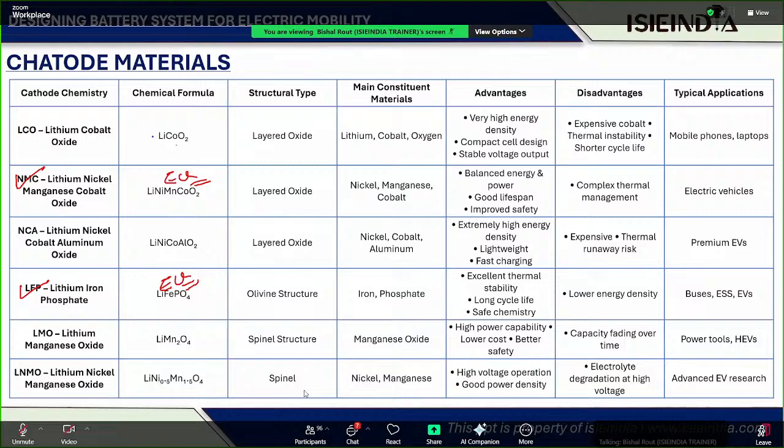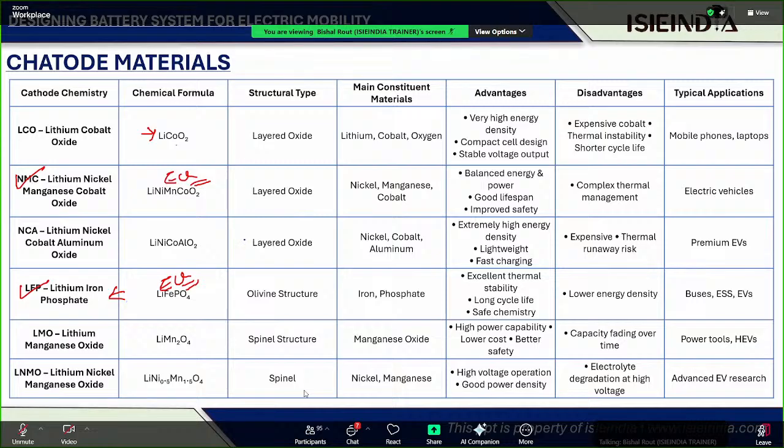But earlier versions of mobile phones were utilizing LCO cells. But now LCO cells are being phased out, right? You will see the specifications in the forward slides. But the majority of electric vehicles are utilizing these two chemistries. And as far as the Indian structure is concerned, we are more focused on lithium iron phosphate chemistry.